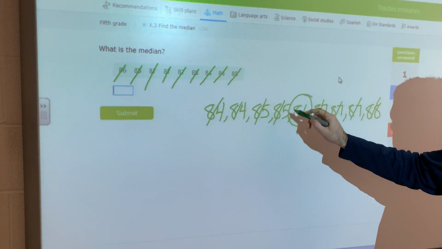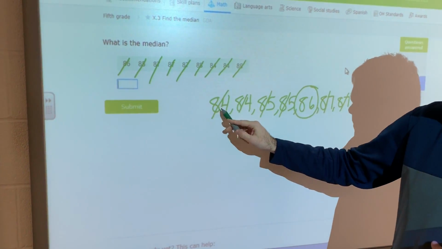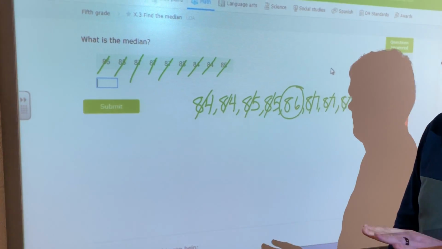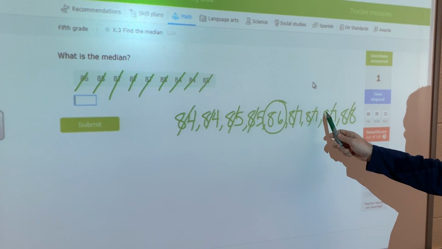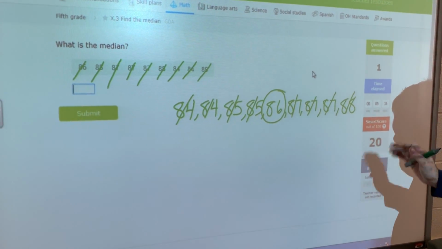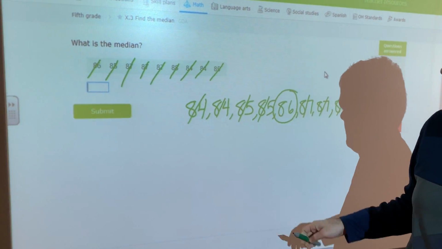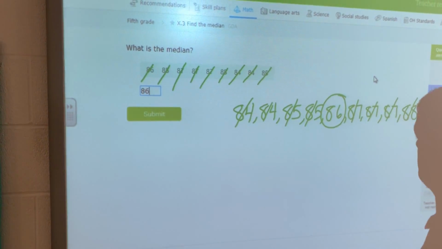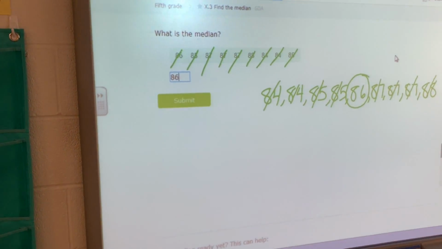I have arrived at 86. I have 1, 2, 3, 4 to the left of my median or left of the center. And I have 1, 2, 3, 4 to the right of the median or right of the center. So I have double checked my work, and 86 is our median there.